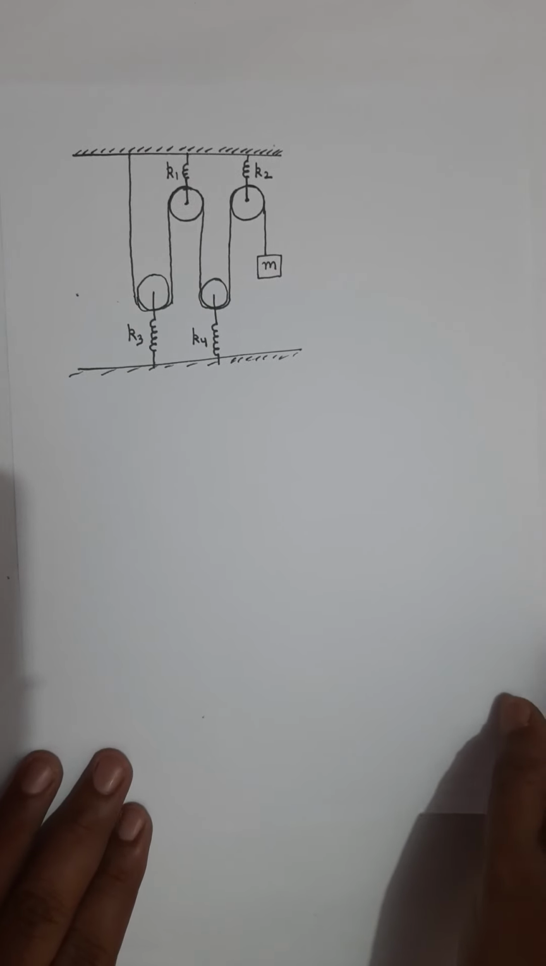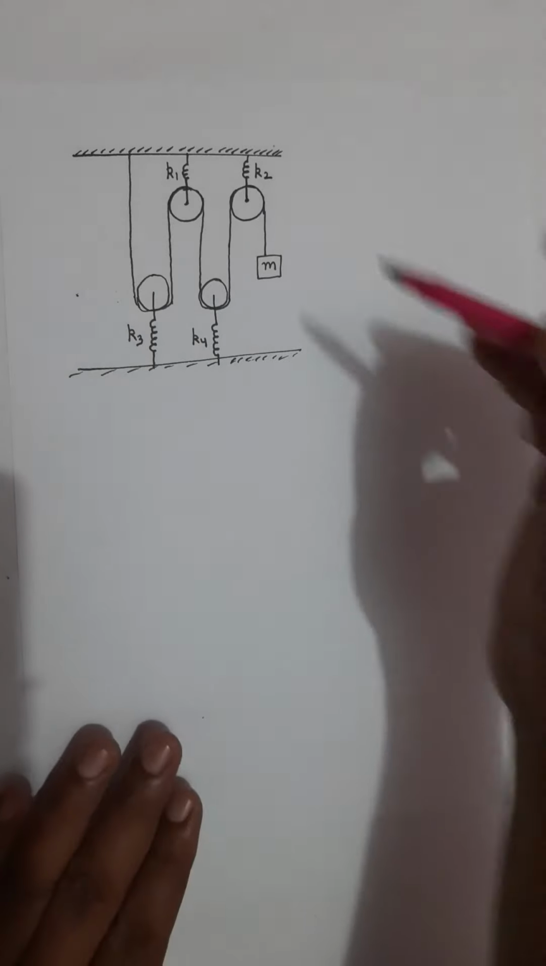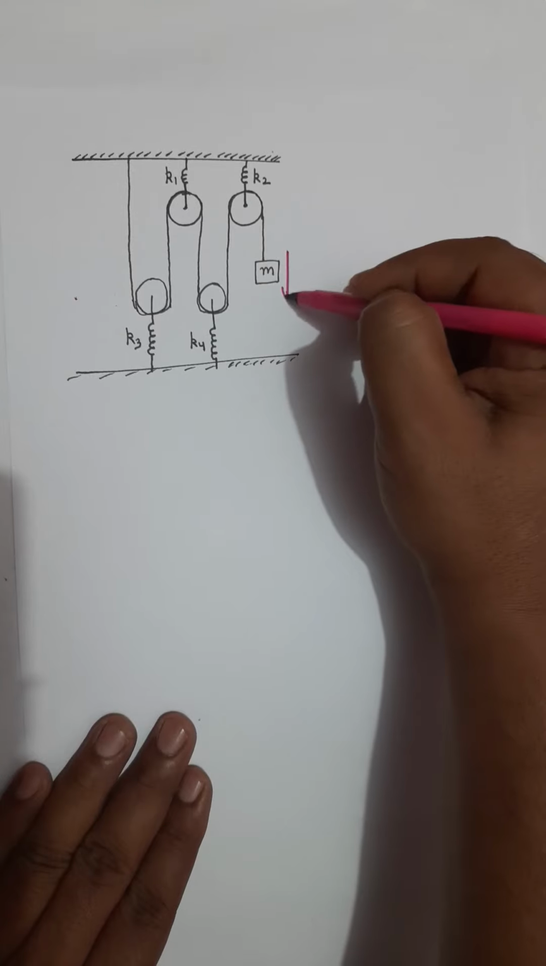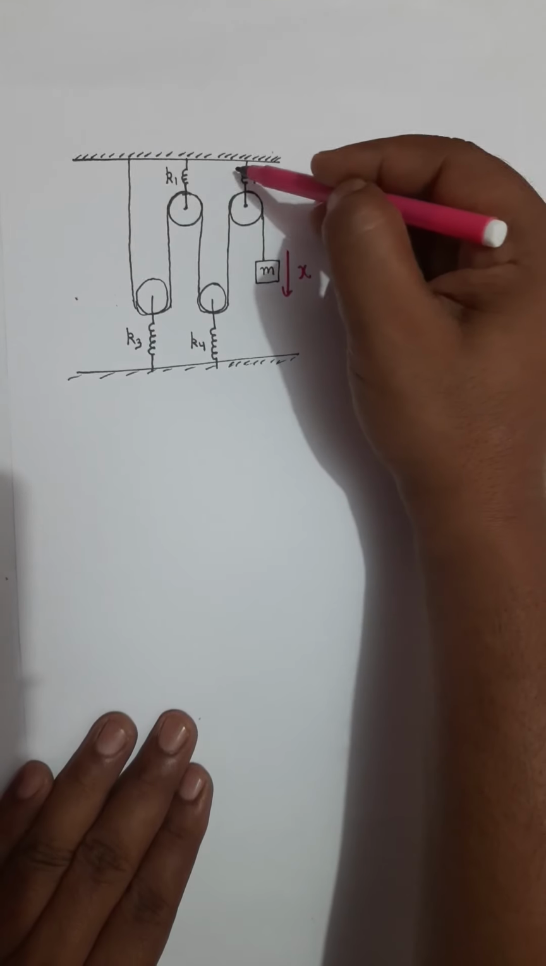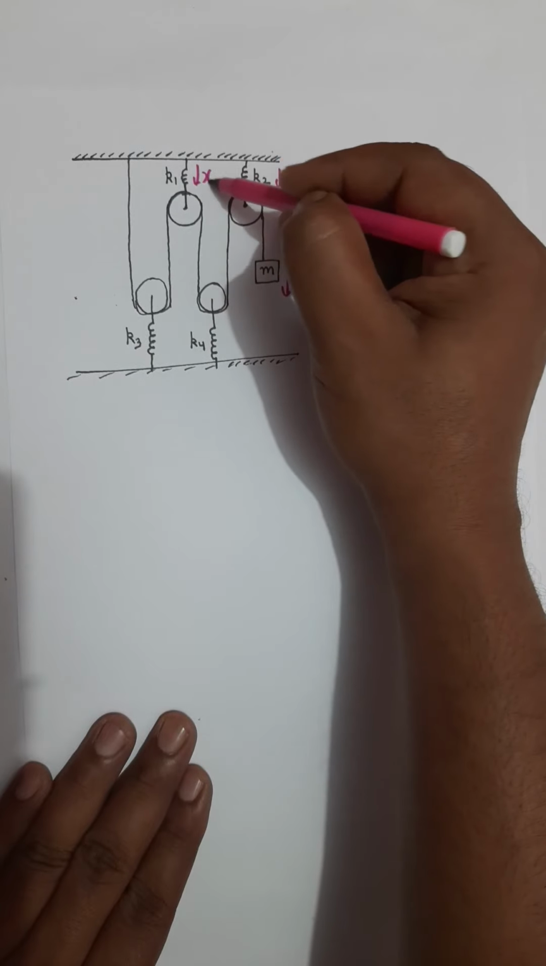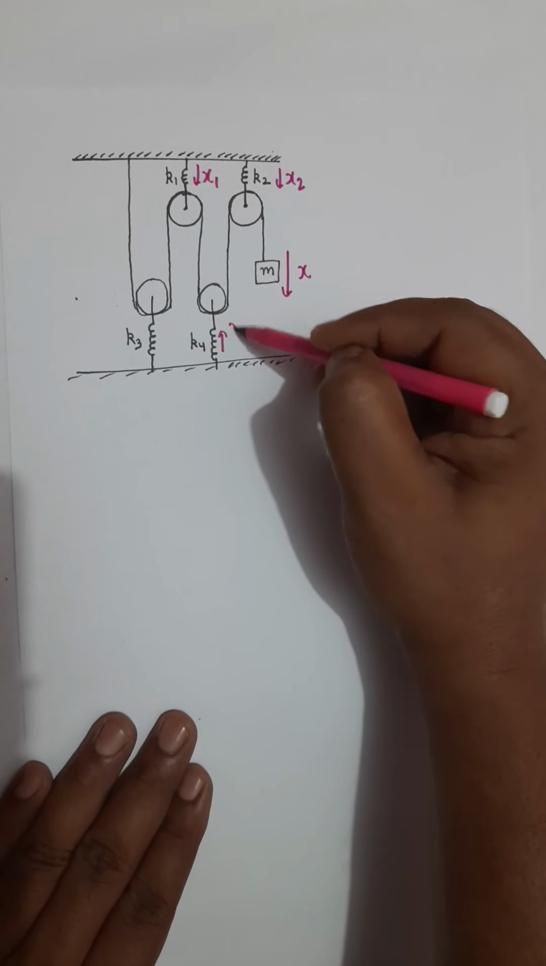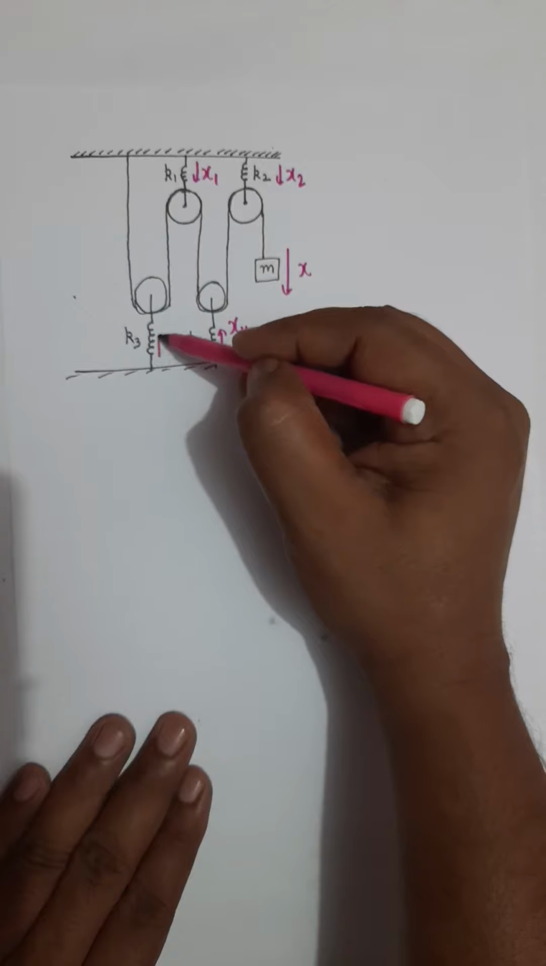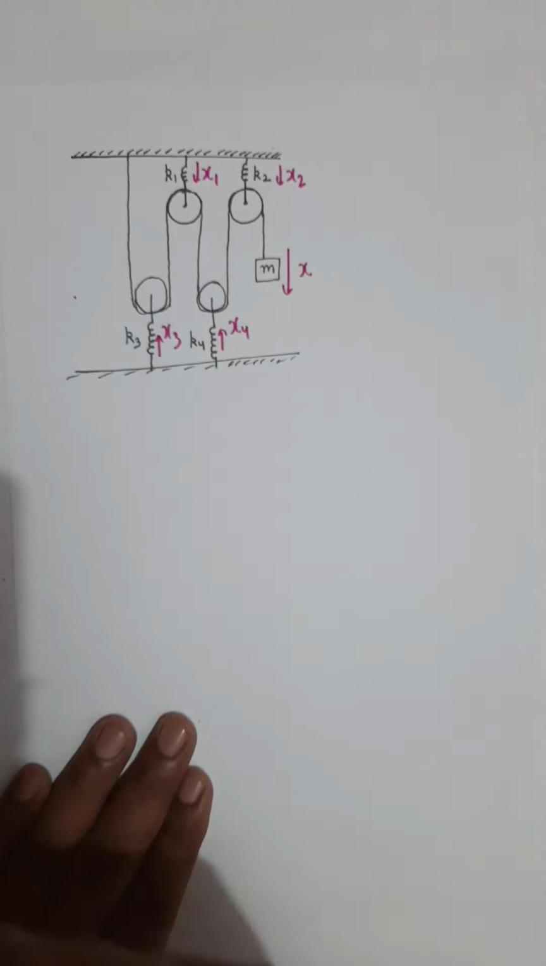Fourth question, on the same concept, we now have 4 springs. Let's say mass m goes down by x. Spring 2 elongates by x2, spring 1 elongates by x1, spring 4 elongates by x4, and spring 3 elongates by x3.